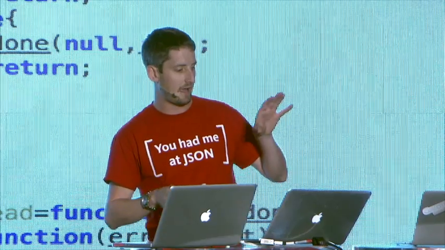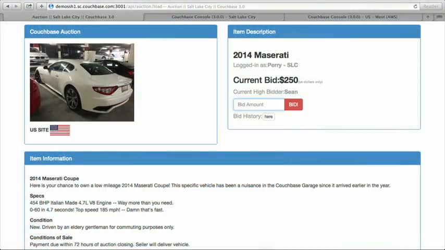So we have here a site running in the US in our Salt Lake City data center, and we have a site running in London in our data center over there. And just by adding a few bids here, we can increase that on the Salt Lake City side, see that it's propagated over to London.